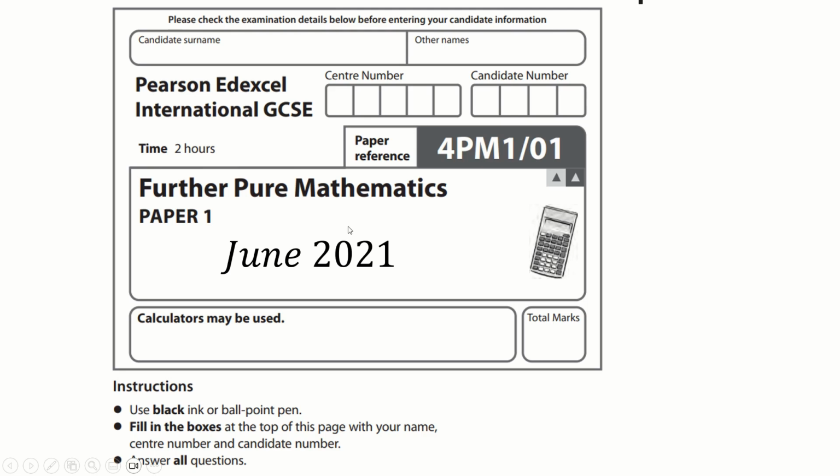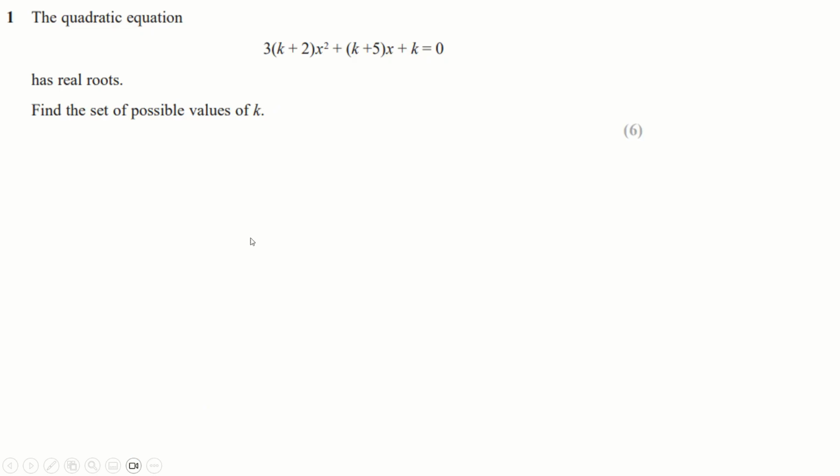This is the Pearson Edexcel IGCSE Further Pure Maths Paper 1 from June 2021. The first question is just a discriminant check, so "has real roots" means the discriminant is greater than or equal to 0. So that's b squared minus 4ac, b is this, a is this, c is that.